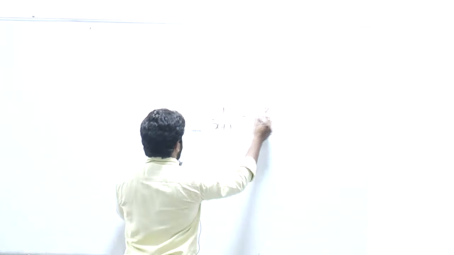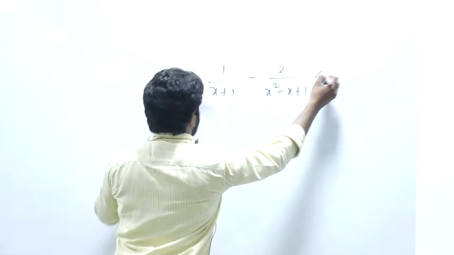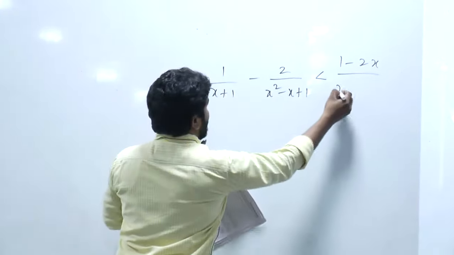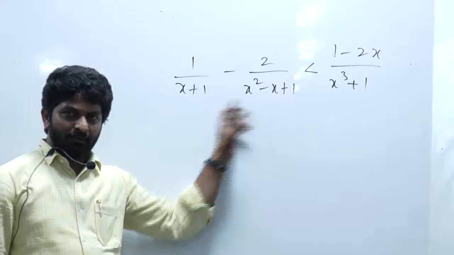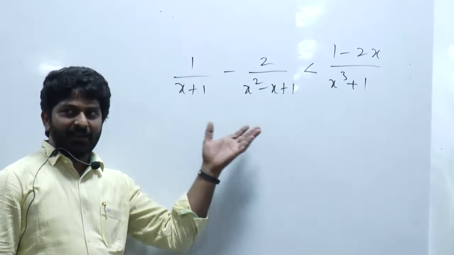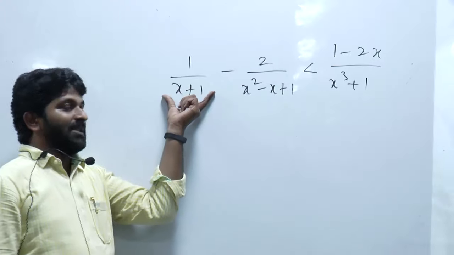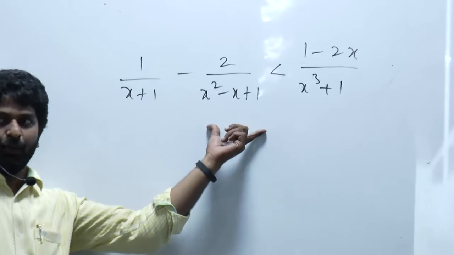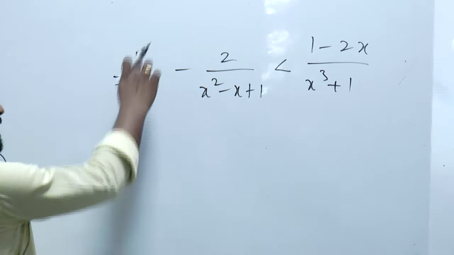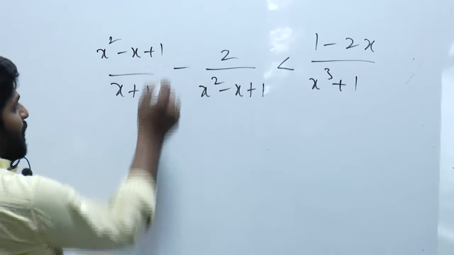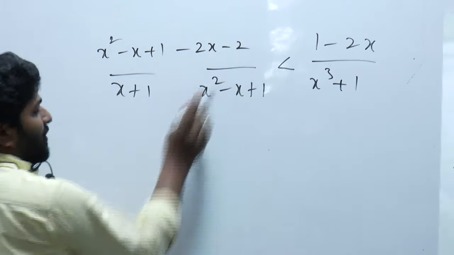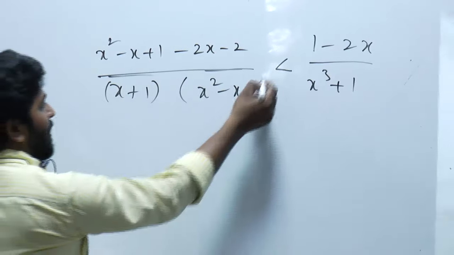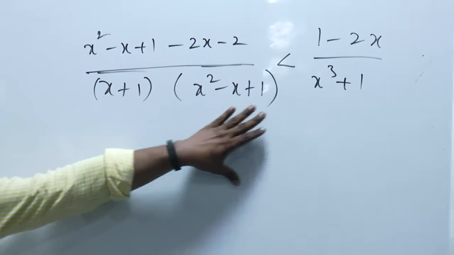First one, 1 by x plus 1 minus 2 by x square minus x plus 1 less than 1 minus 2x by x cube plus 1. This is a plus b into a square minus ab plus b square form, right? What is this value denominator? LCM. If you take LCM, that will be, if you treat this entire value as a and this as b, that will be a into b. Take LCM. So in numerator you will have x square minus x plus 1, and here you have minus 2 into x plus 1, so that becomes minus 2x minus 2. So denominator value becomes x plus 1 into this much. This is a plus b into a square minus ab plus b square.